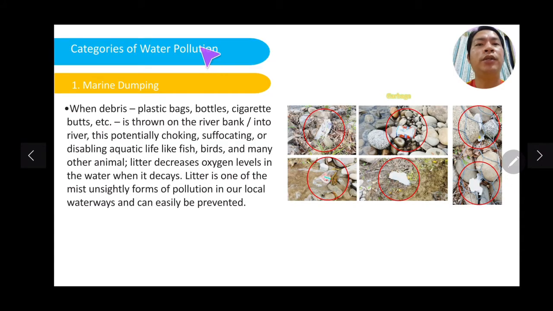Categories of water pollution: 1. Marine dumping. When debris, plastic bags, bottles, cigarette butts, etc. are thrown on the riverbank or into the river, this potentially chokes, suffocates, or disables aquatic life like fish, birds, and many other animals. Litter decreases oxygen levels in the water when it decays. Litter is one of the most unsightly forms of pollution in our local waterways and can easily be prevented. This picture shows a lot of garbage I found at Sungai Wariu.